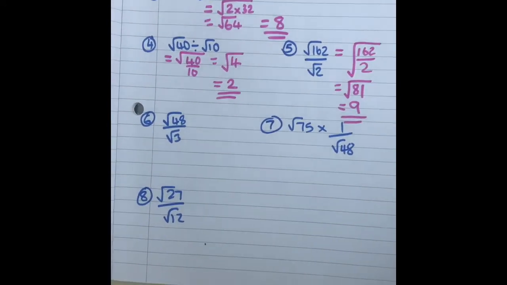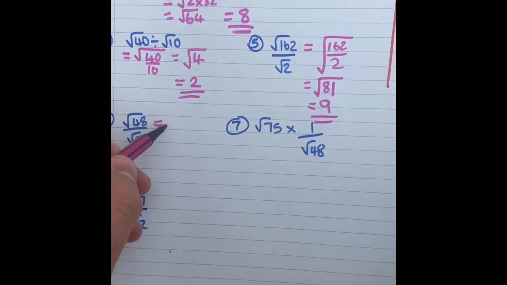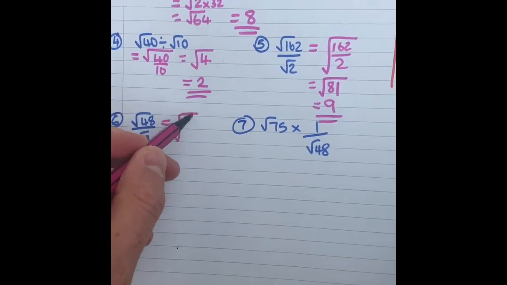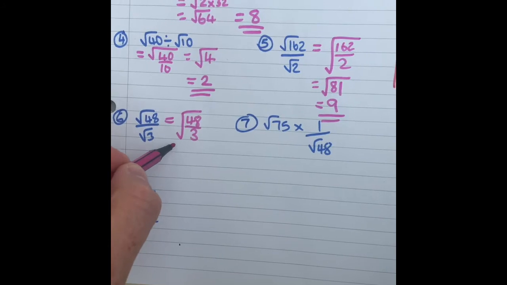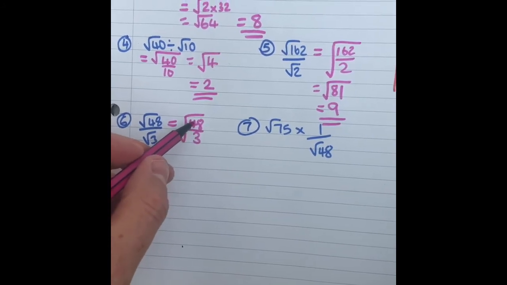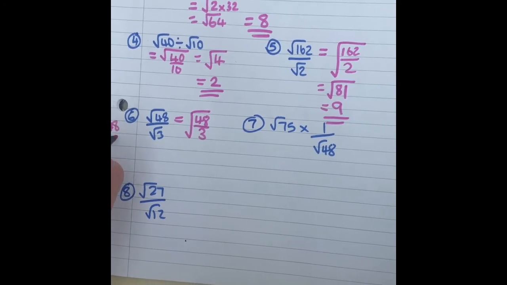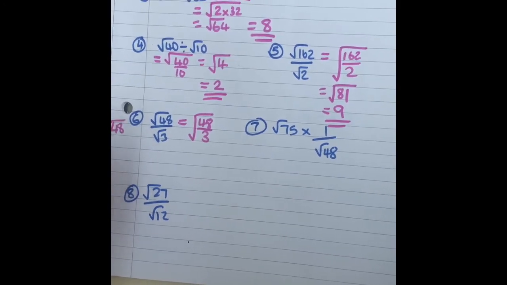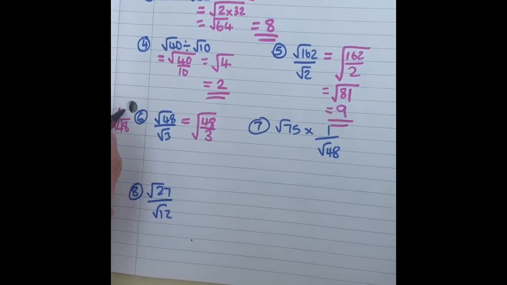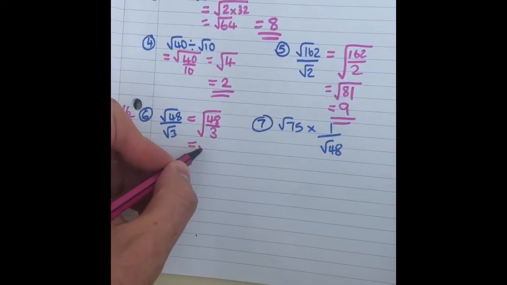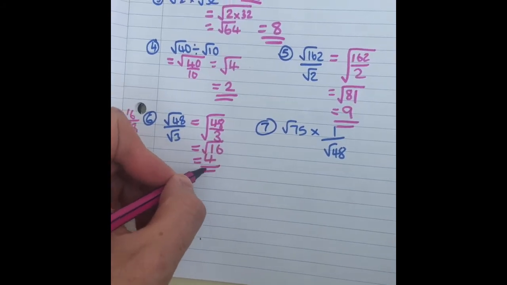Right, so the next few, number 6. Root 48 over root 3 is the same as the square root of 48 divided by 3. Well, 48 divided by 3. 3 into 4 goes once, carry over, 3 into 18 goes 6 times. So that's root 16. And we know what root 16 is, that's just 4.